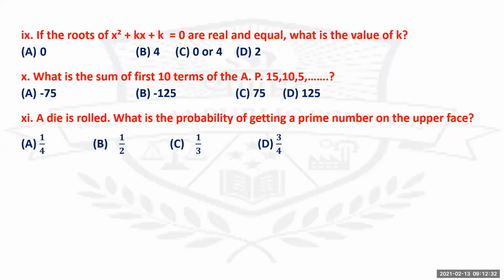We'll just move ahead. A die is rolled. What is the probability of getting a prime number on the upper face? Now, first of all, you should know what the prime numbers are. Is 1 a prime number? 1 is not a prime number. Understand? It is not prime, it's not composite. So your prime numbers are 2, 3, and 5. The correct option is B, that is 1/2.